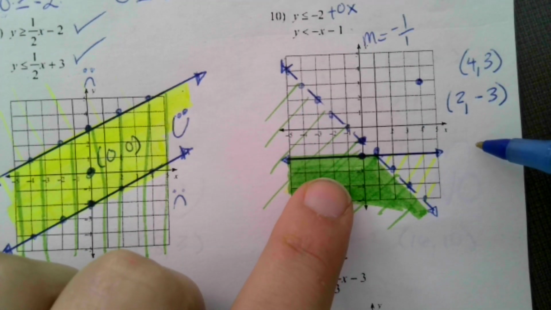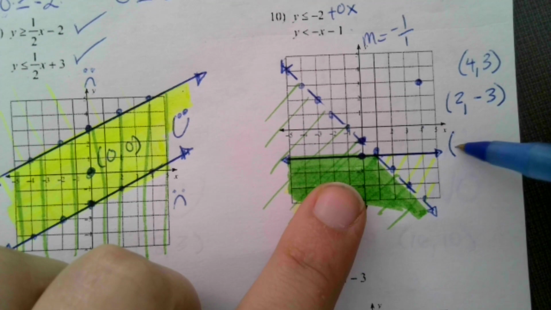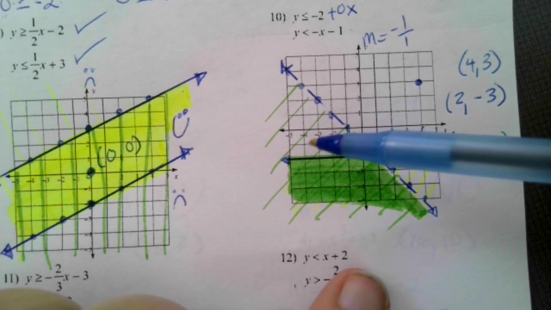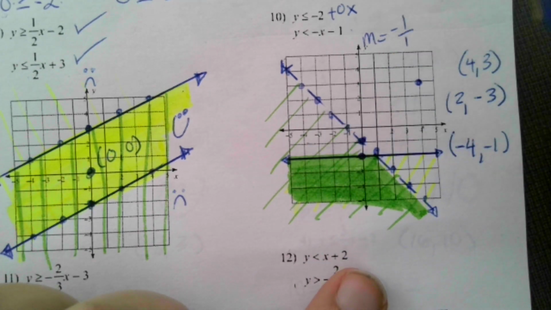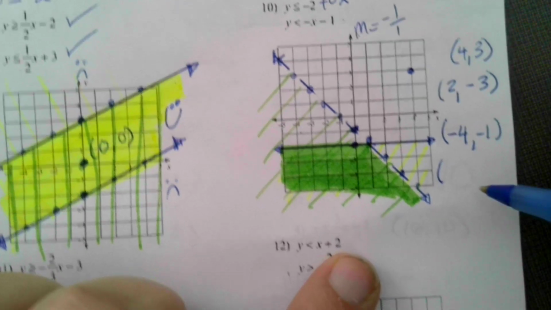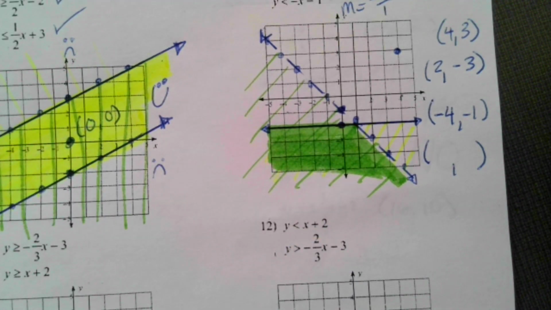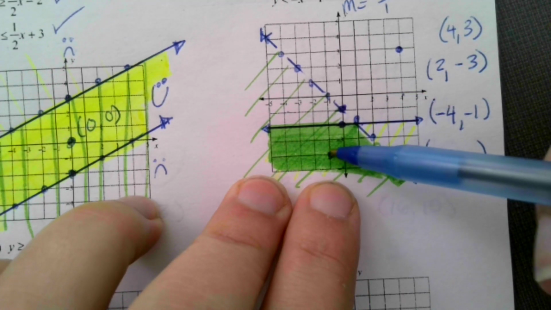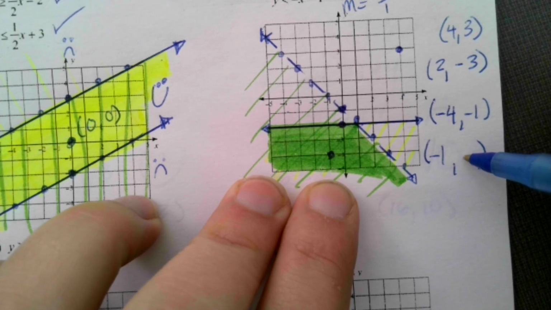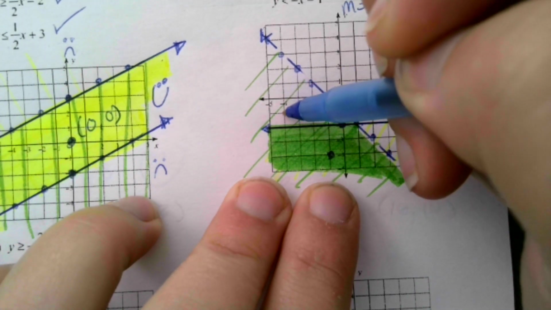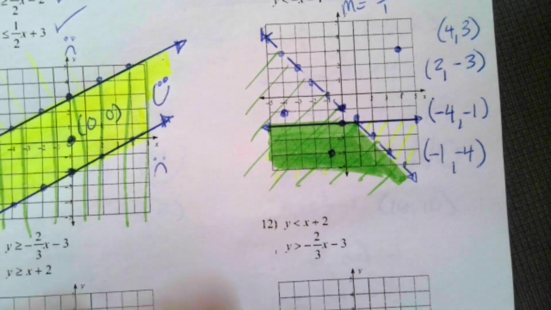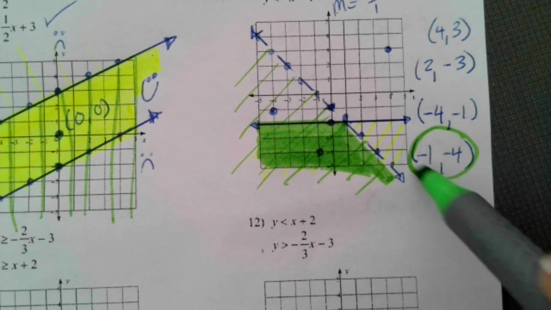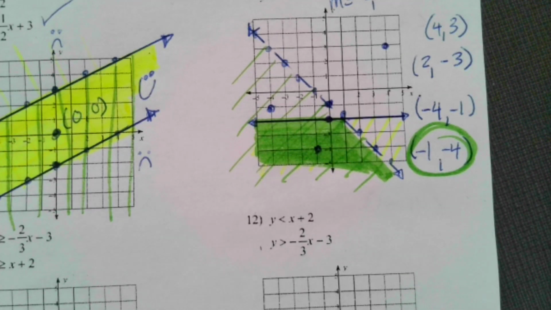Okay, what about, can we use -4, -1? Nope, can't use that. Give me something we can use. Yep, we can use that. So this is the only one that we can use. Does that make sense?